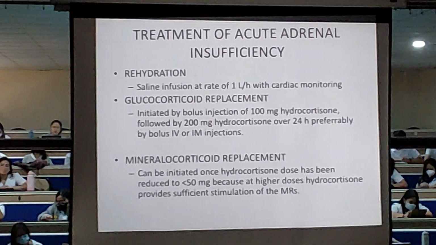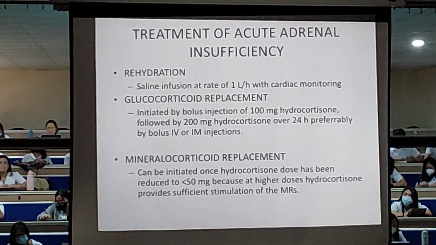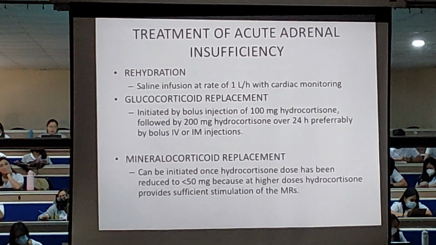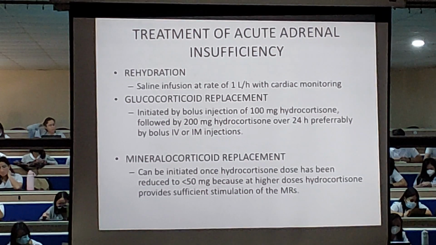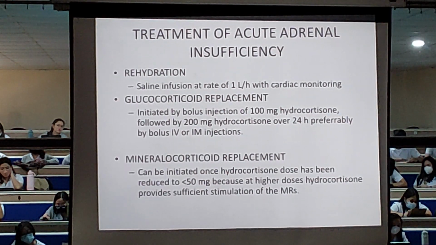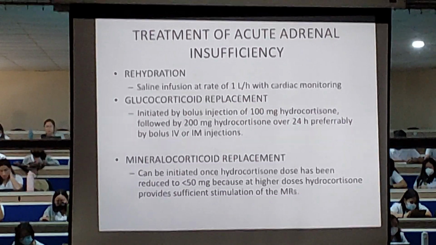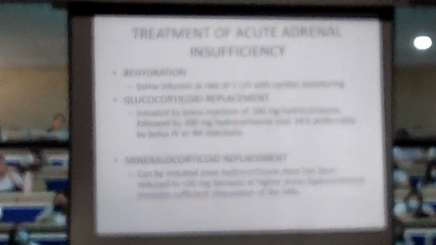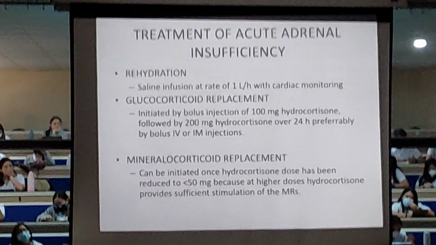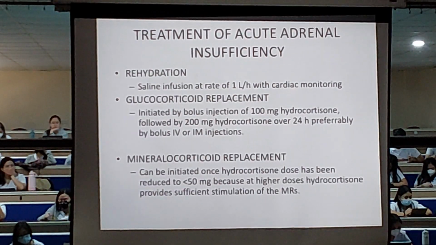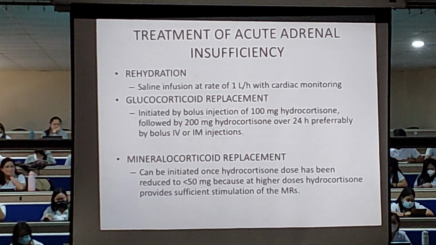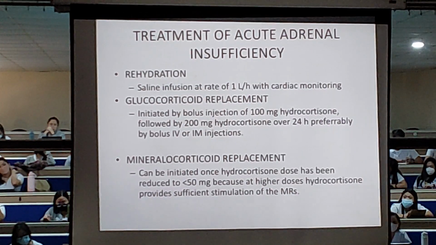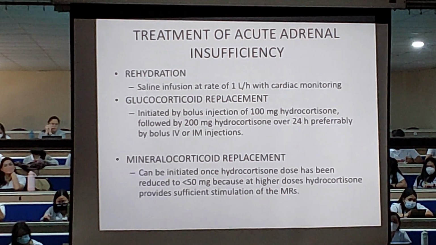So how do you treat acute adrenal insufficiency? You rehydrate the patient by giving saline infusion at a rate of 1 liter per hour with cardiac monitoring, because overhydration can lead to pulmonary edema. You also need to give glucocorticoid replacement. This is initiated by injection of 100 milligram hydrocortisone, followed by 200 milligram hydrocortisone over 24 hours, preferably by bolus IV or IM injection.